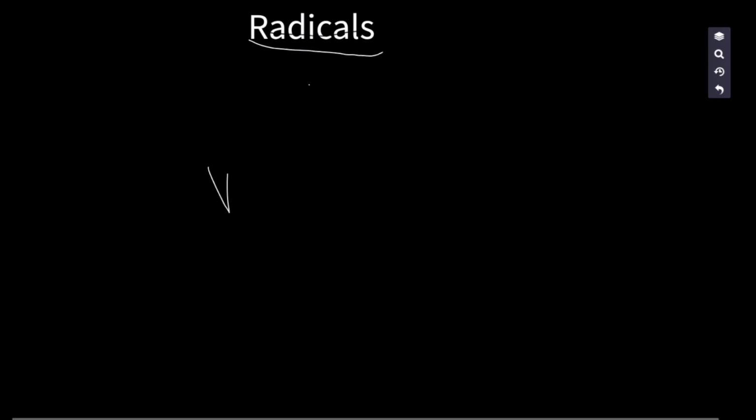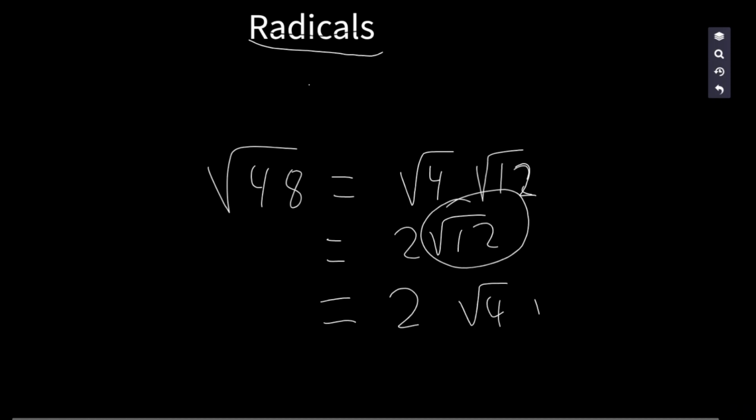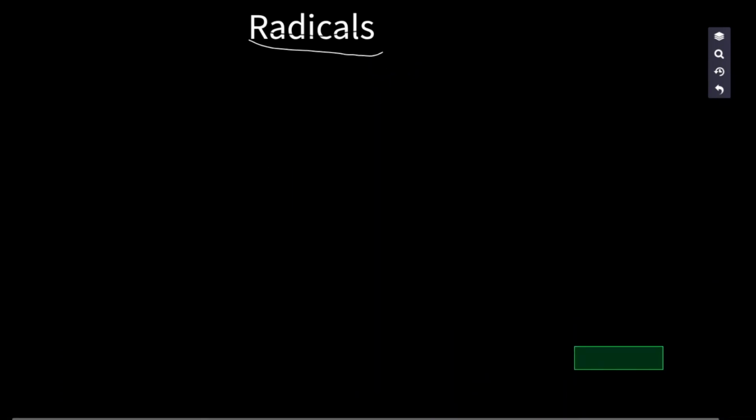How about we do the square root of 48? Now here, this is equal to the square root of 4 times the square root of 12. So this is equal to 2 times square root of 12. But careful, we're not done here. Because if we look at the square root of 12, we can split that up into the square root of 4 times the square root of 3. And we can simplify that even further to 2 times square root of 3, or 4 times root 3. And for root 3, we can't split it up into any perfect square factors. So this is actually kind of fun.